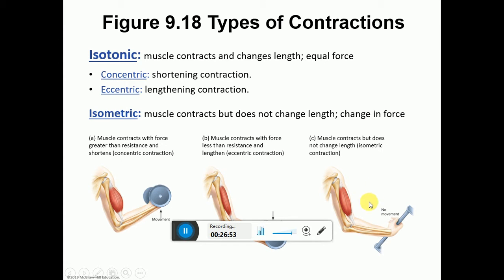An isometric contraction means that you are not changing the length of the muscle in this contraction. So think of holding, say, a towel bar that is attached to the wall, and you're trying to pull it away. It's attached there, so there really is no movement. What you're doing is changing the tone of the muscle, but the length of the muscle isn't changed.